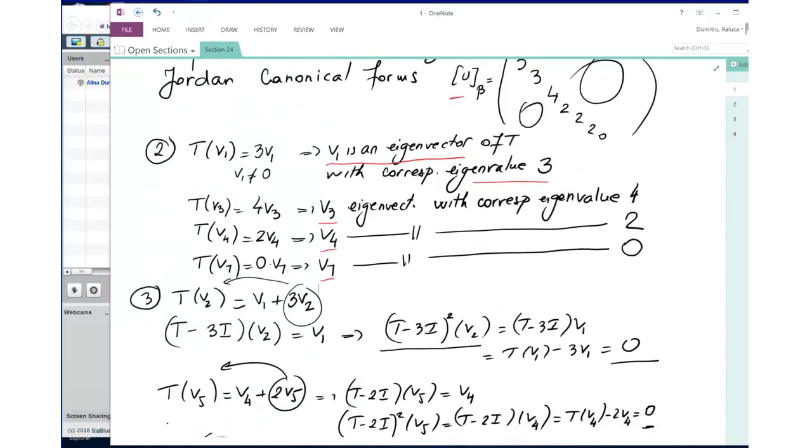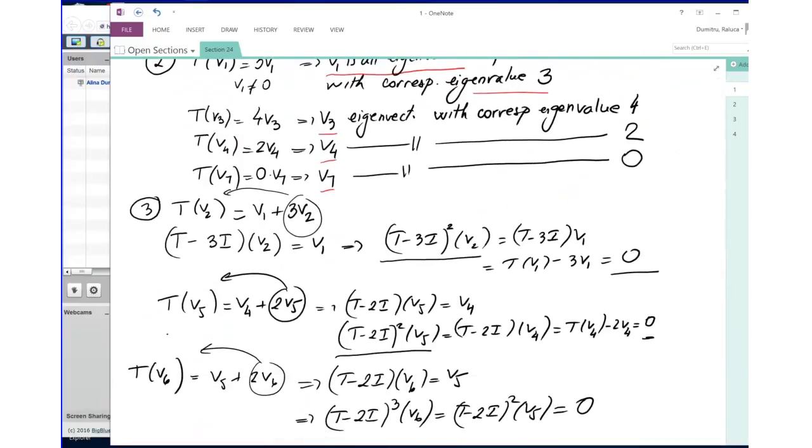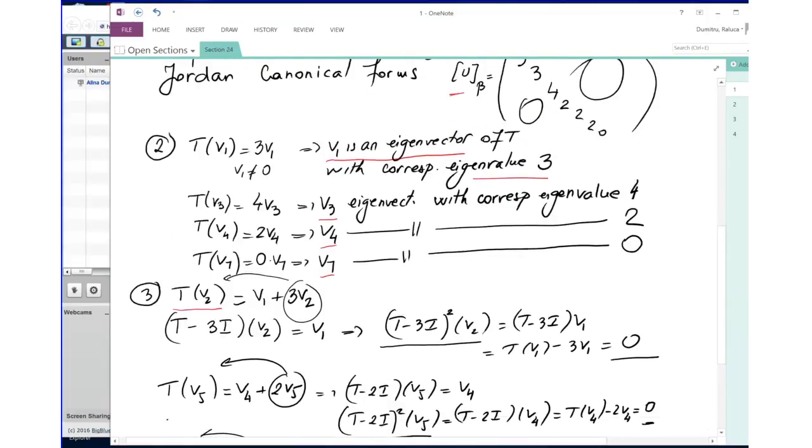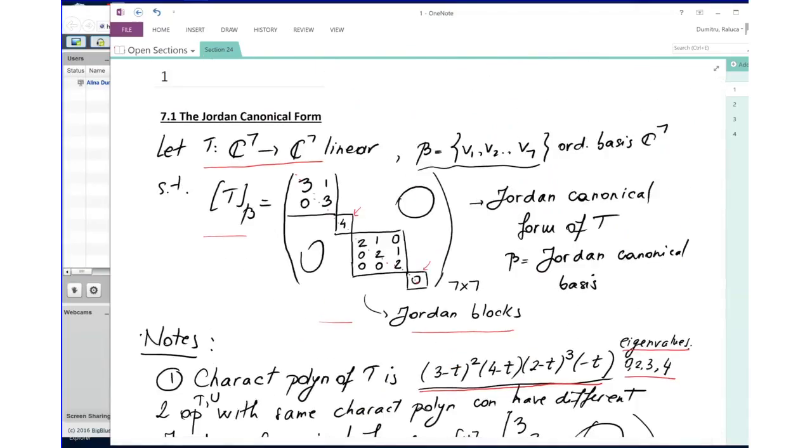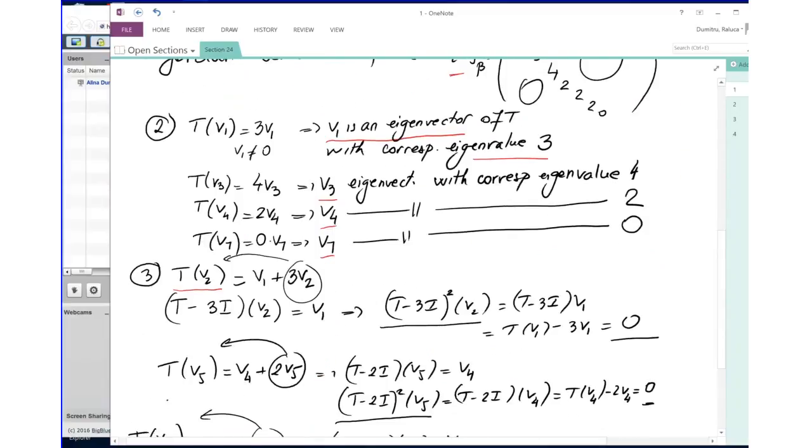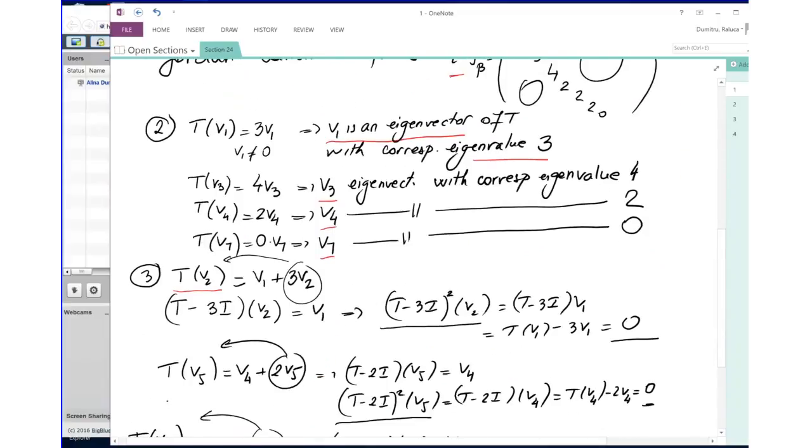So the missing ones, which are V2, V5 and V6, don't have that property, because if you look at V2, T of that is given by the second column here of the matrix. T of V2 will be 1 V1 plus 3 V2. But we were able to rewrite it like this. And then applying T minus 3 identity again, we got 0.